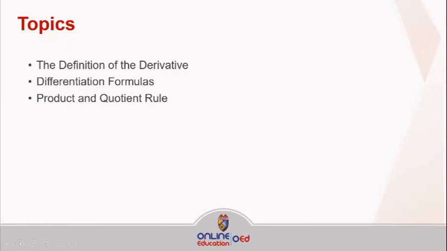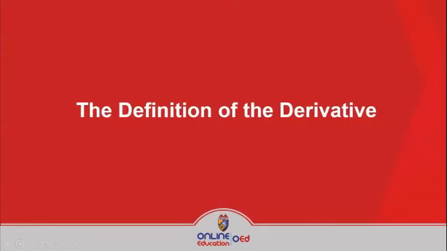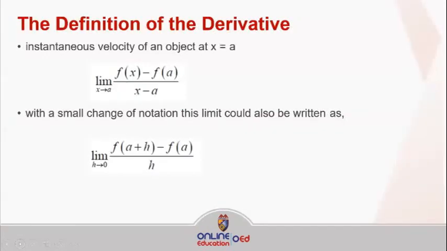meron tayong shortcut. Okay, for the definition of the derivative, we have here yung instantaneous velocity of an object is equal to A. X is equal to A. We have yung limit approaching, yung X natin approaching A, we have f of X minus f of A over X minus A.